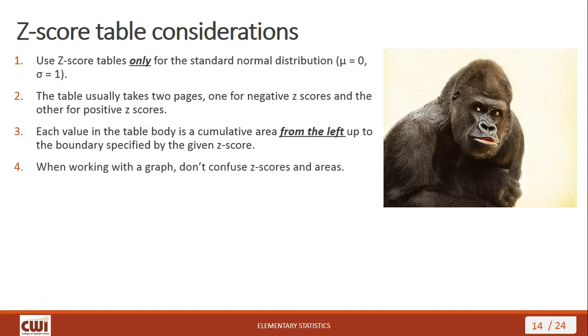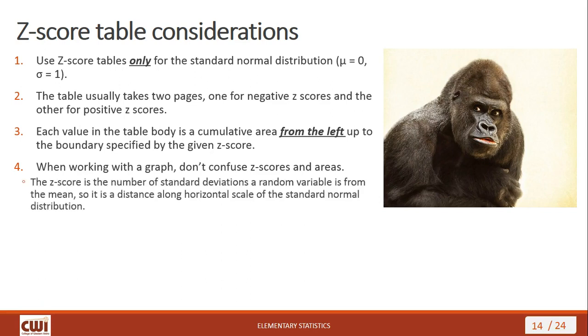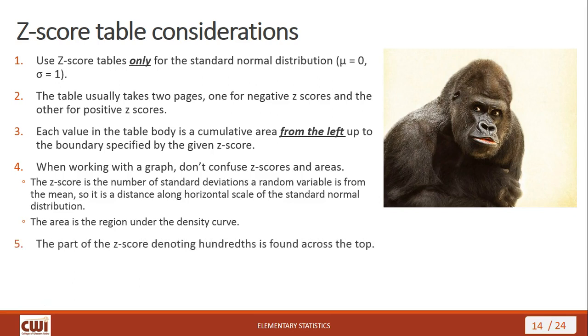Now, when you're working with a graph, please do not confuse z-scores with areas. Z-scores are horizontal values that appear on the horizontal axis. Areas are underneath the curve, and they correspond with probabilities. So the z-score is going to correlate with the number of standard deviations a random variable is from the mean. It's a distance along the horizontal scale. The area, however, is the region underneath the density curve, and it's associated with the probability. So please do not confuse the z-score with the area. They're two very different animals.